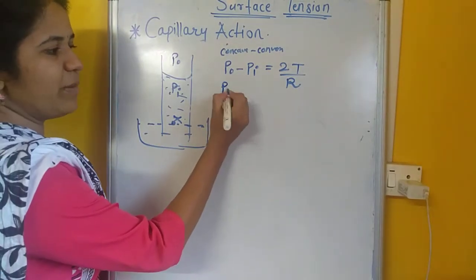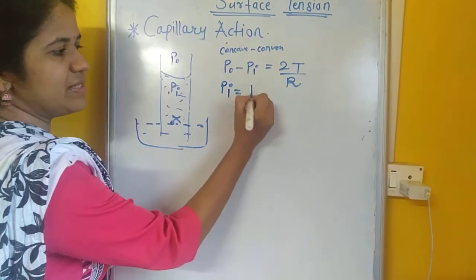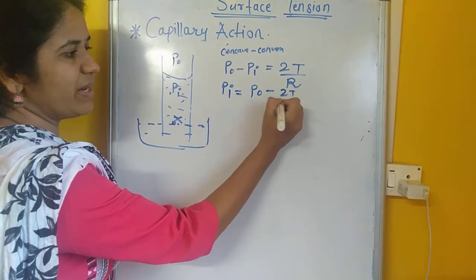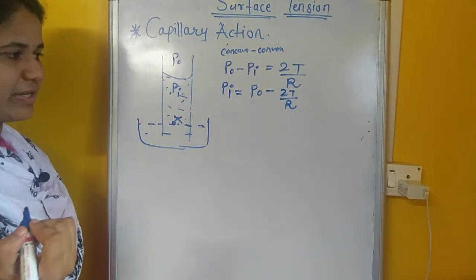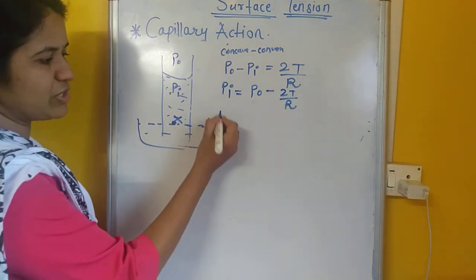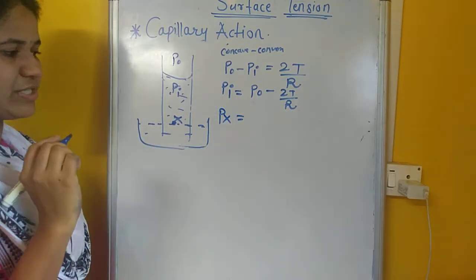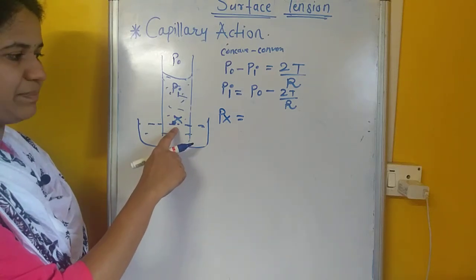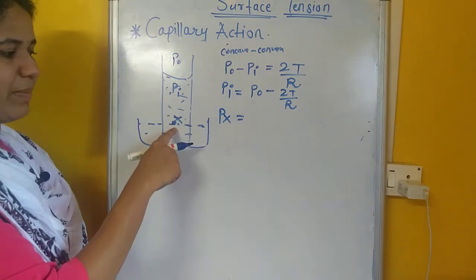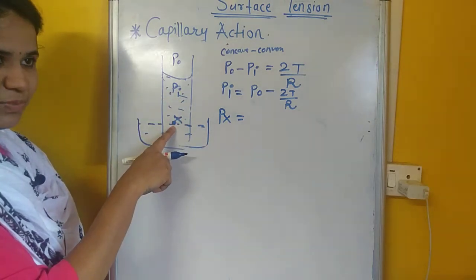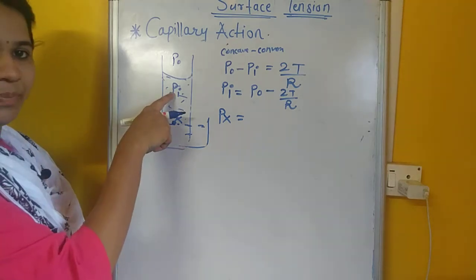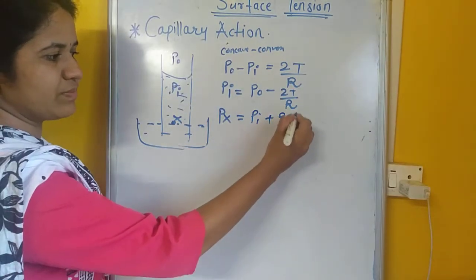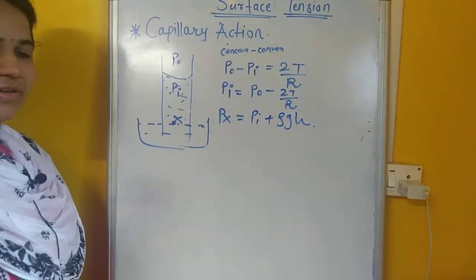Clear? So what is the value of Pi? Pi is equal to, this kept to right side and this comes to left side, so it becomes P0 minus 2T by R. Clear? Now, find out the pressure Px. In the first lectures on surface tension, or mechanical properties of fluid, we calculated this pressure by simply, if we have to calculate the pressure at point X, then above pressure, that is Pi, plus rho gh. This we calculated already in the first lecture.